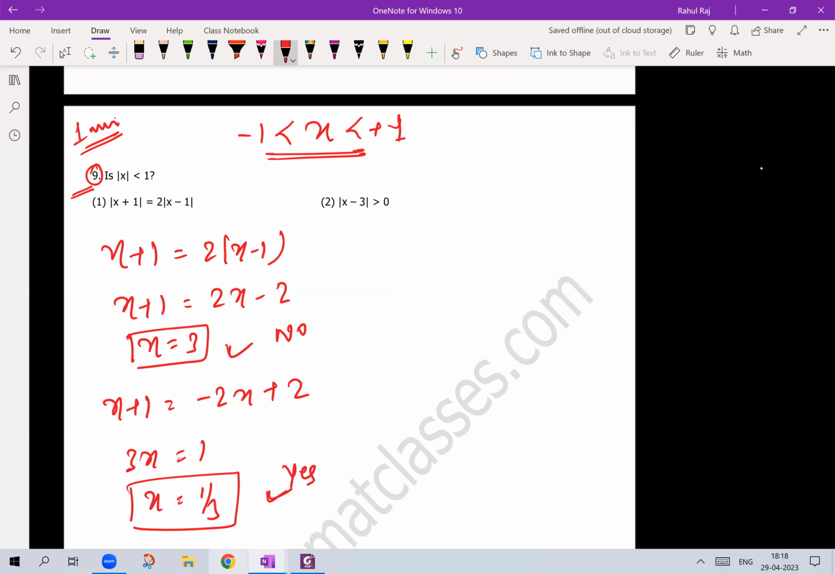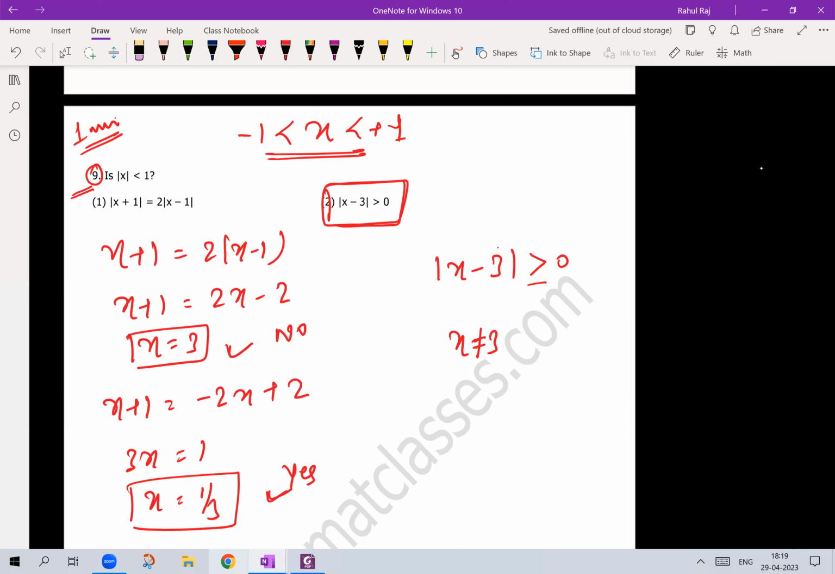It's straightforward. What do you mean by mod x minus 3 greater than 0? What does this mean? Think. X can take any value for us. It will always be positive. It's a distance between x and 3. But if you put x is equal to 3, what would happen? You'll get 0. But except for 3, you put any other value, it will always be greater than 0 because this entire element is under mod.